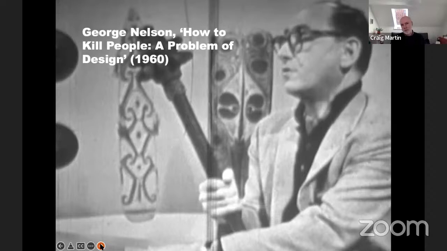So what Nelson says is that the rock, whilst it can be very powerful as a weapon, has a limitation in that it's quite easy to miss. If you're standing 20 meters from someone and trying to throw a rock, they can easily move, or it's just too heavy to throw. So he says what actually becomes a problem of design is to make the rock more efficient.